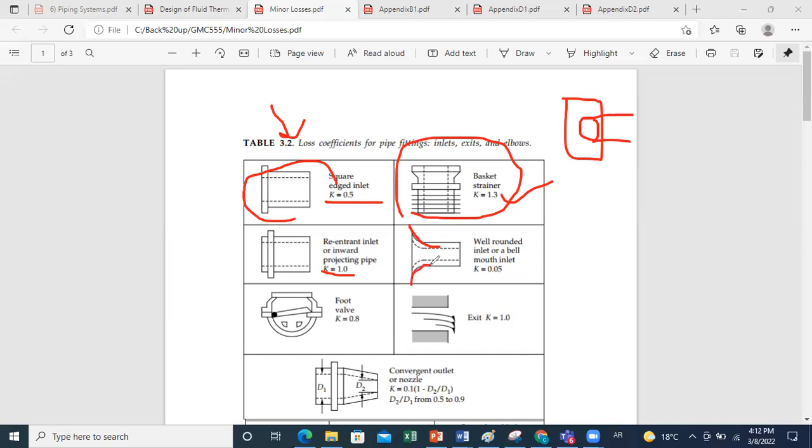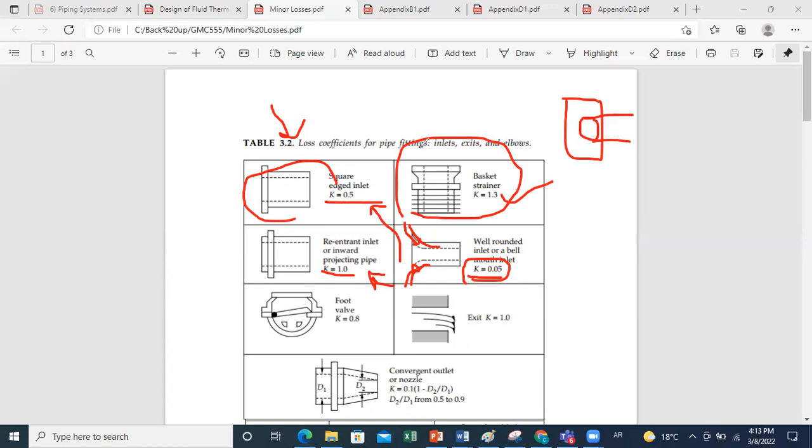Why? Because in general, any sudden change will cause a large minor loss. This is why here, since it's well-rounded, you have a smooth transition for the flow when coming into your pipe. So you can expect that because of this geometry, K will be much lower. As you can see, for a well-rounded inlet or a bell mouth inlet, you can get a much smaller loss coefficient of 0.05, compared to 1 for a re-entrant inlet, or compared to 0.5 for a square-edged inlet.